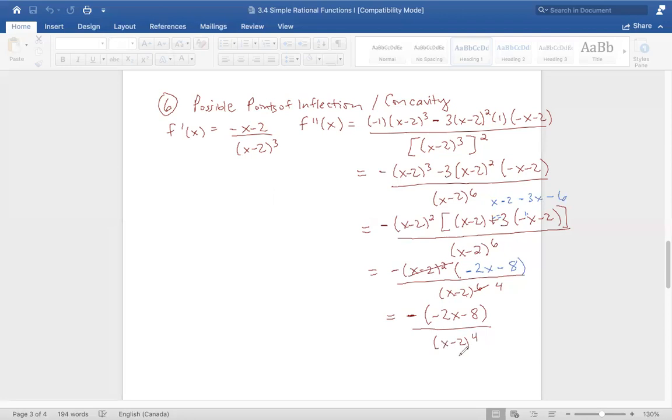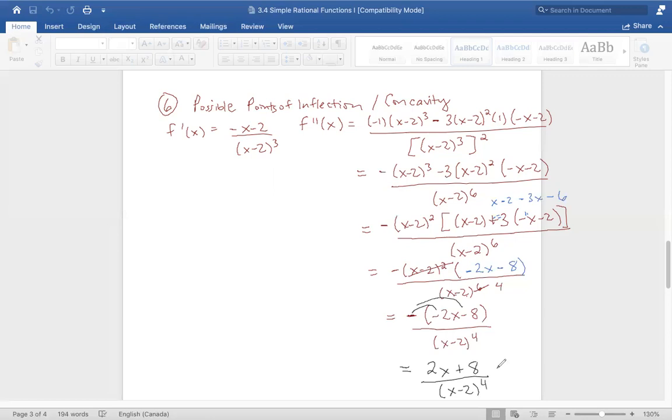And then it's really up to you. There's a couple different ways you could write this. I'm going to bring the negative into the bracket and basically do the distributive property. So I would end up with a positive 2x and then a positive 8, which is just nicer, right? You don't have those negatives there, over the denominator of x minus 2 to the power of 4.